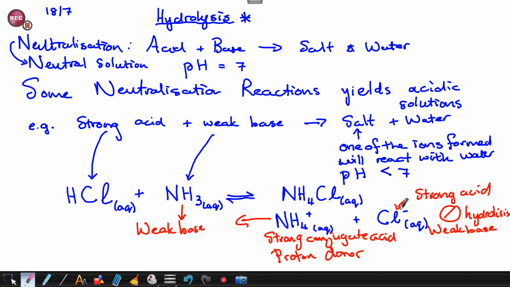The question was why won't the chloride ion undergo hydrolysis? The chloride ion is a weak base. So a strong acid, the HCl, will form a weak conjugate base.